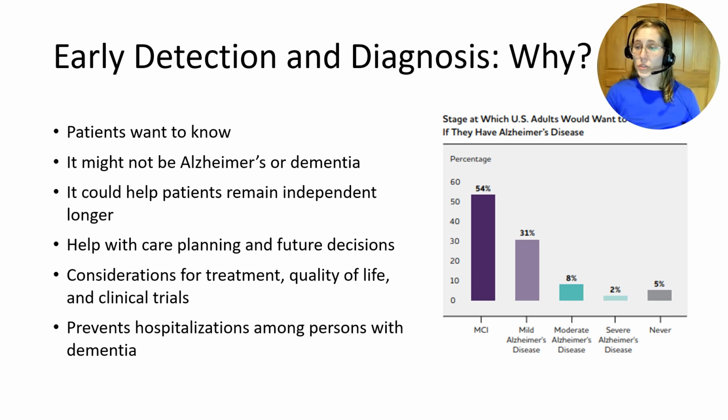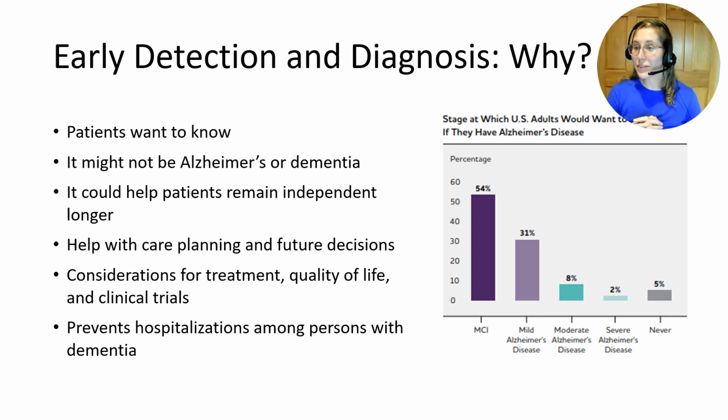Well, probably most importantly, because patients want to know. As you can see in this figure, regarding the stage at which US adults would want to know if they have Alzheimer's disease, most adults would want to know at the earliest stage, at mild cognitive impairment, before they even have the official diagnosis of Alzheimer's dementia. And it's definitely not that they never want to know. As you can see, only 5% never want to know. So that's probably really all we need to say, right? If patients want to know, that's the end game.